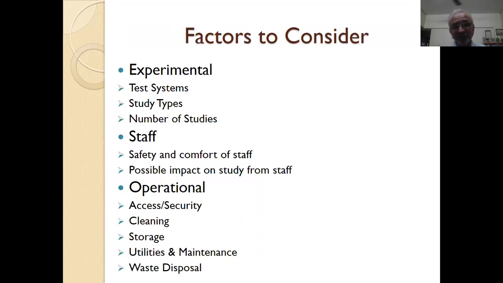The experimental factors to consider are variables, like test systems, study type, and the number of studies you conduct. Based on this, you must think about the construction of the building. And based on this, you should consider your staff, staff safety and comfort of staff. You have to look into the possible impact of staff on the study.